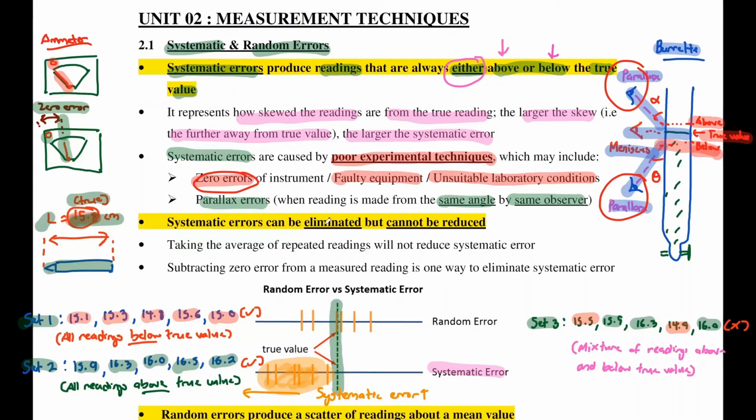Lastly, do note that systematic errors can be eliminated but cannot be reduced. Taking the average of repeated readings will not reduce systematic error. To eliminate systematic error such as zero error, you will need to subtract the zero error from the measured reading.